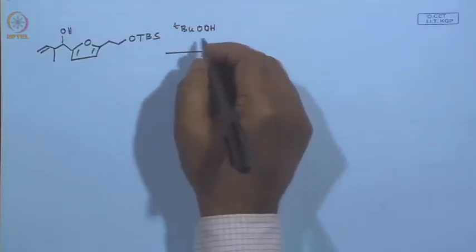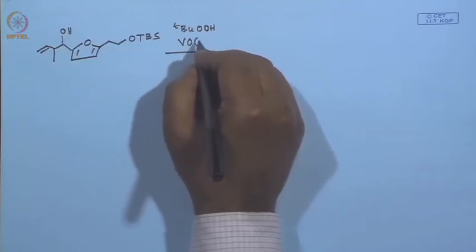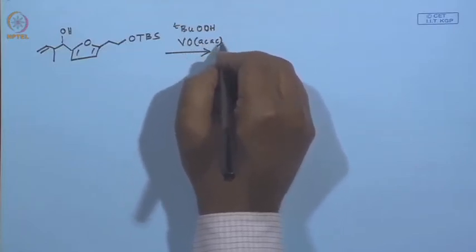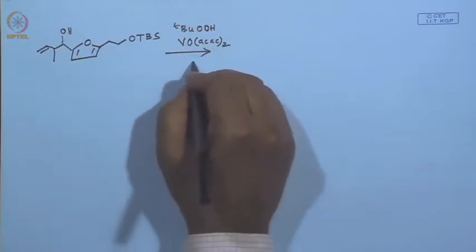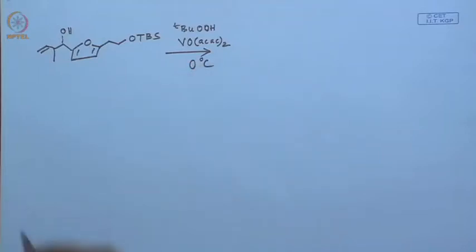So, initially we talked about singlet oxygen, triplet oxygen, then brominating agents, bromine and NBS. Now, we are moving towards the peroxy reagents. So, tertiary butyl hydroperoxide is basically a peroxy reagent based on hydrogen peroxide, but is soluble in organic solvents. Now, what happens if you react this with vanadium oxo acetylacetonate? That is the catalyst, and the temperature is 0 degrees centigrade.